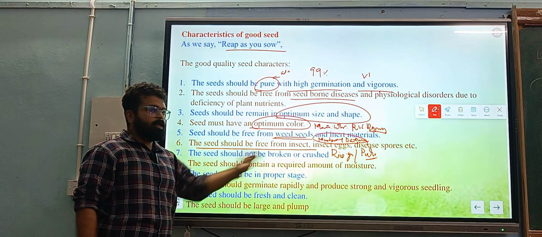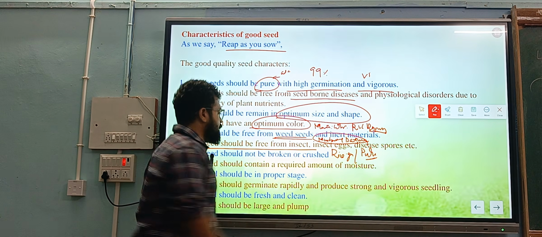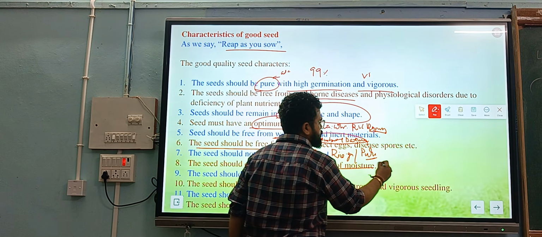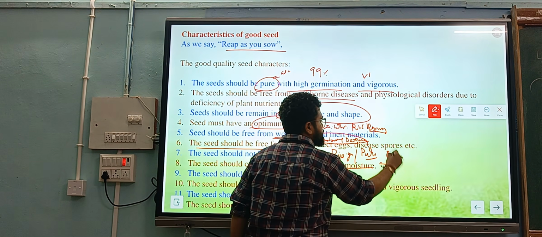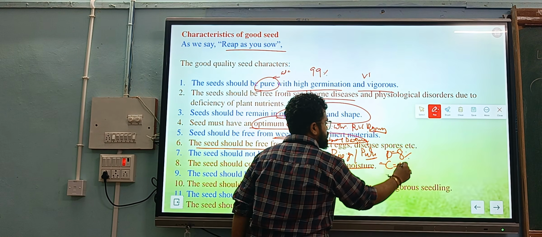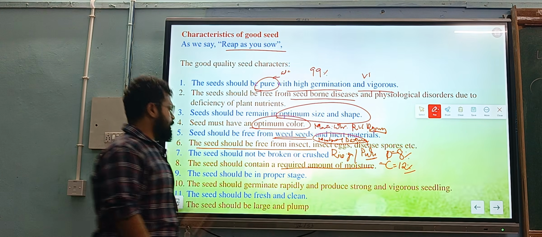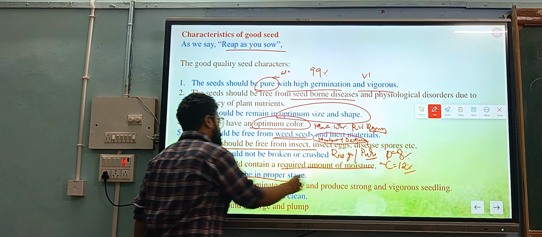It should not be broken. It should not contain any required. It should contain a required amount of moisture. For example, for oil seeds, the storage moisture content is 8 percent. For cereals, at least 12 percent moisture content. So such moisture should be there, and it should be in a proper stage.